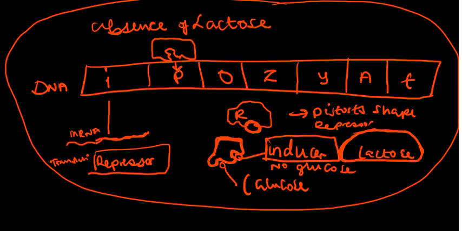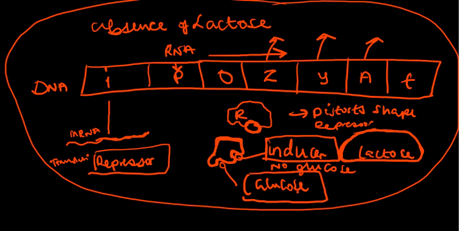And because it's unable to bind, the region is now going to be free of the repressor. Hence, RNA polymerase can come and bind and transcription can take place. All these three genes, LAC-Z, LAC-Y, and LAC-A, are going to be transcribed in order to modify the lactose, and by the end of the day what we want is glucose, which was initially not present in the beginning.